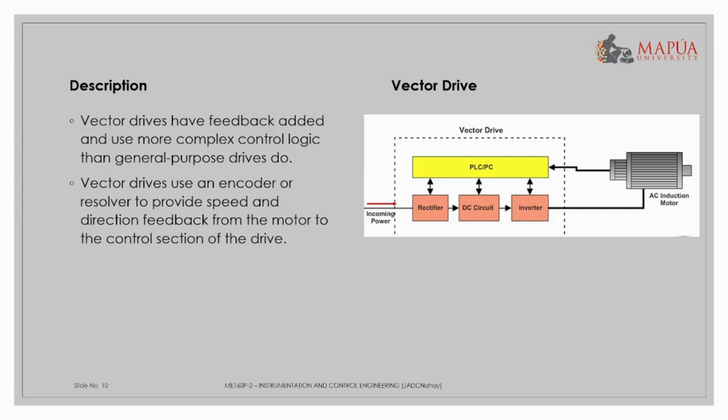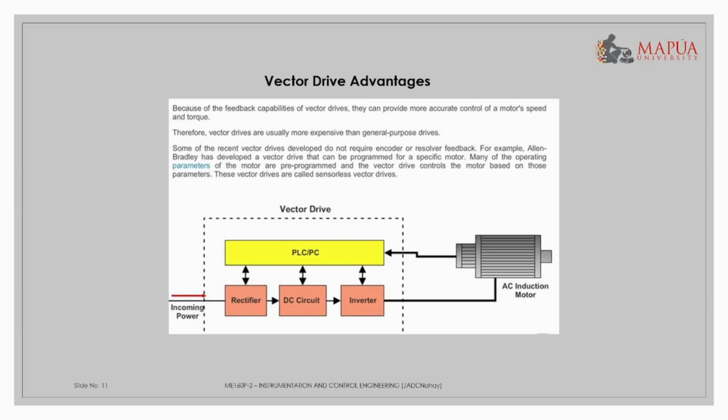Vector drive. A vector drive has feedback added and uses more complex control logic than general purpose drives do. Vector drives use an encoder or resolver to provide speed and direction feedback from the motor to the control section of the drive. Because of the feedback capabilities, they can provide more accurate control of motor speed and torque. Therefore, vector drives are usually more expensive than general purpose drives.